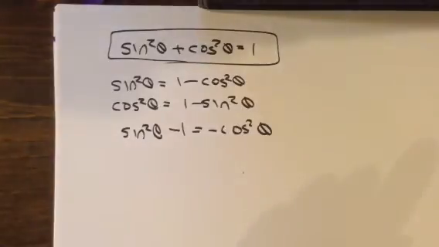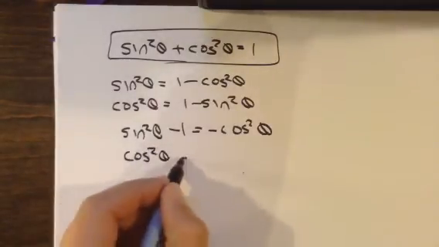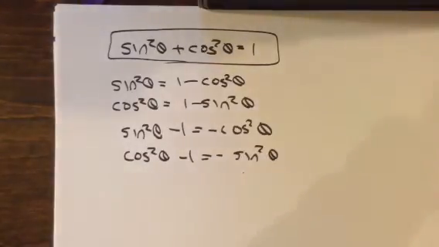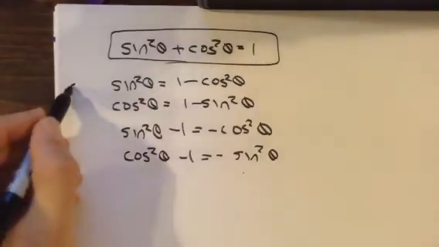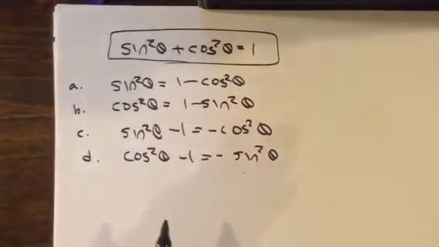Okay, and I'm going to pause so you kind of look at it here. Does that make sense? And what if I said cosine squared theta minus 1 is equal to negative sine squared theta? That's a lot of variations on the same thing, isn't it? Kind of makes sense. So we could call that option A, option B, option C, option D. Does that make sense? I think it does.